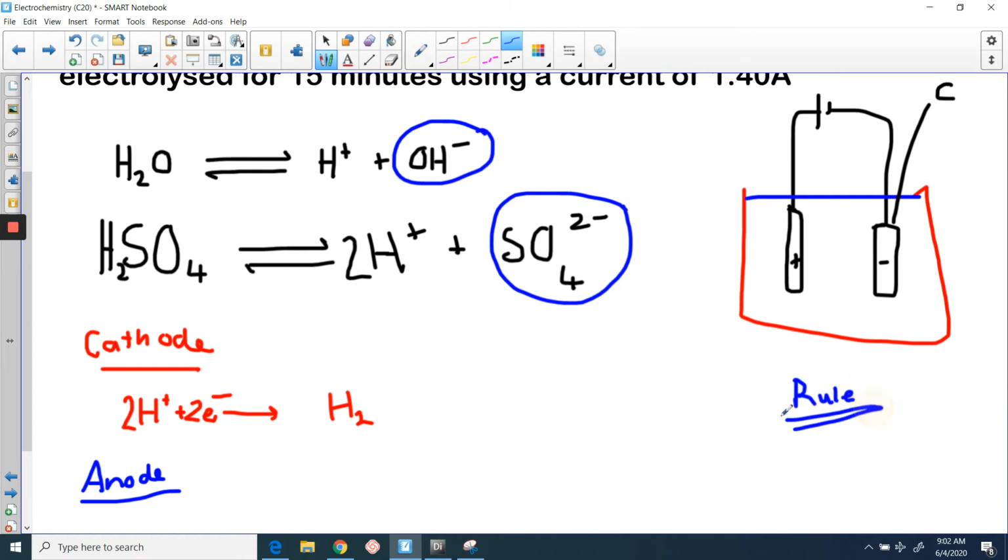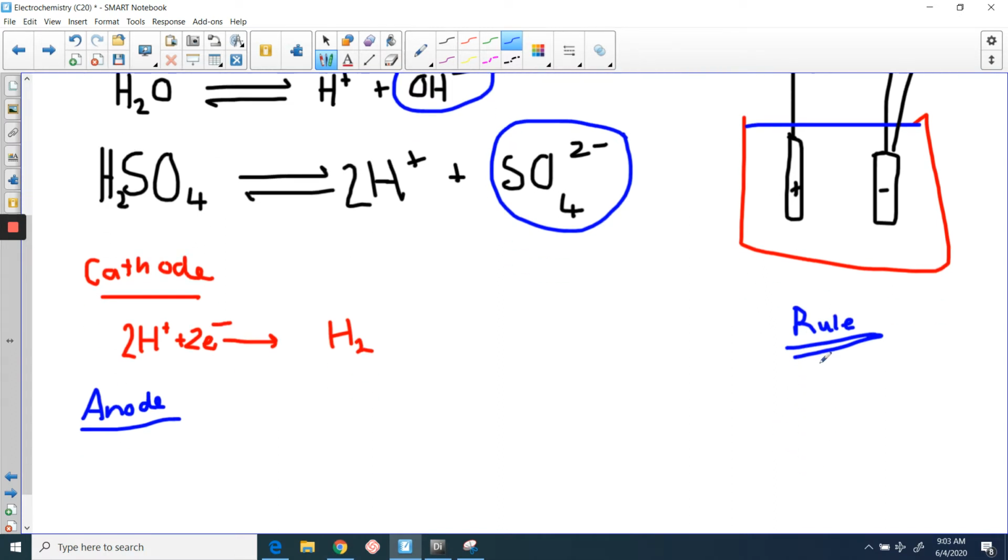Some people will look at the reactivity series when they're doing this, but I would remember the rule that you're going to have a preferential discharge for a halide. That will be the one that would be preferred. So if we had electrolysis of sodium chloride solution here, that would be relevant. But we don't have a halide here, so that's not relevant.